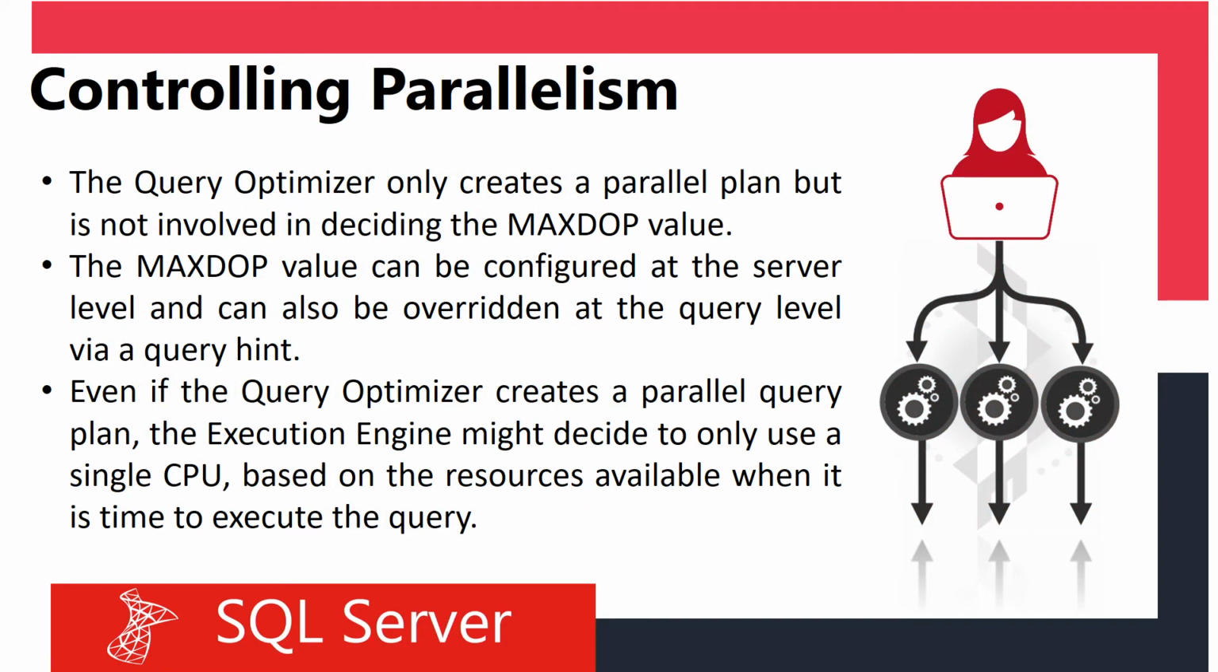Controlling parallelism. The query optimizer only creates a parallel plan but is not involved in deciding the MAXDOP value. The MAXDOP value can be configured at the server level and can also be overridden at the query level via a query hint. Even if the query optimizer creates a parallel query plan, the execution engine might decide to only use a single CPU, based on the resources available when it is time to execute the query.